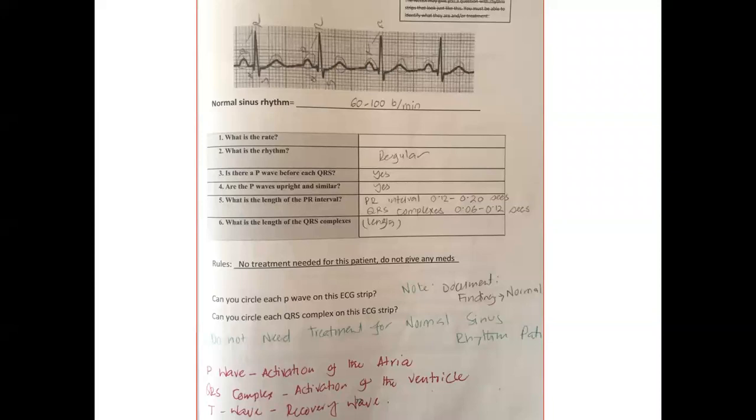Second, is there any P wave before each QRS complex? Yes, right? This is the QRS complex here. Before the QRS complex, a P wave. Here the QRS complex, another P wave. QRS complex, another P wave. The same event repeats, and so on and so forth. So it is normal, basically.